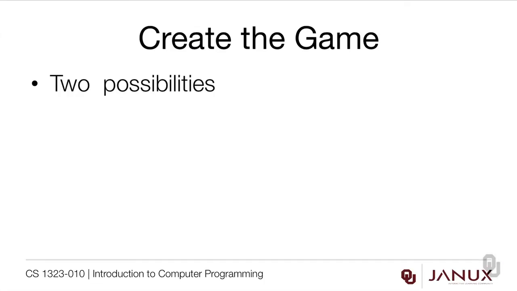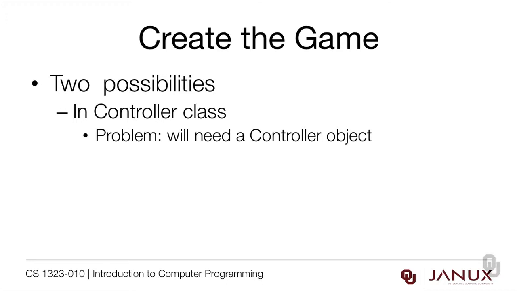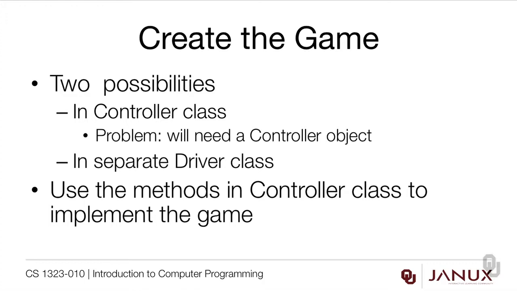Okay, now we're finally to the point where we can create the class that has the game in it. Now there are two possible choices we can make here. One is to put the main method in the controller class. Now, I've done that with students before, and it tends to run into problems. People seem to get confused when there's a controller object inside the controller class. And so I tend not to do it that way. Another way to do it is in a separate driver class. And I found that students seem to have more success when they do it that way.